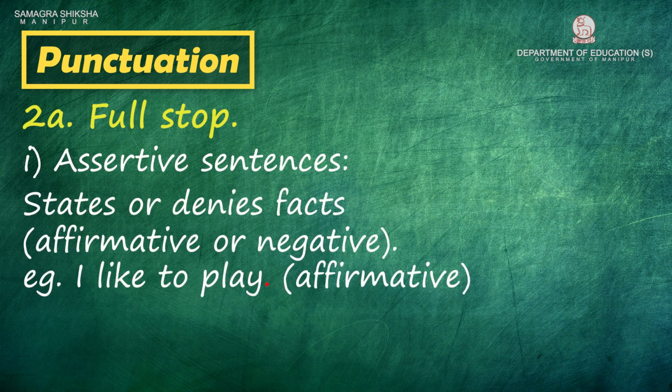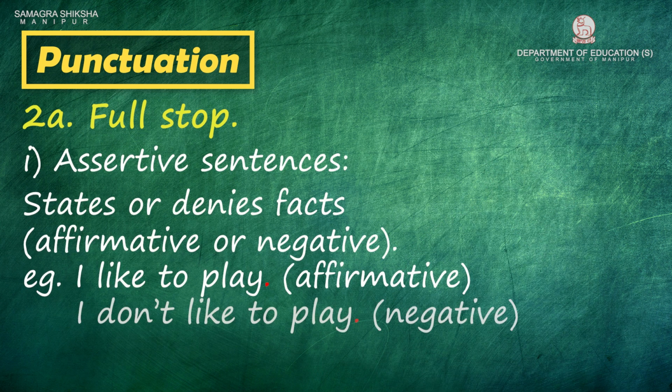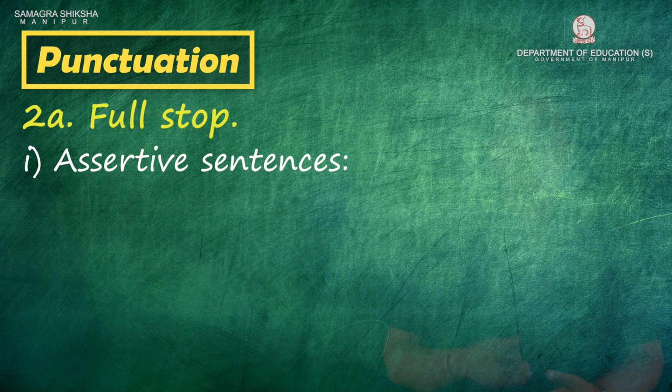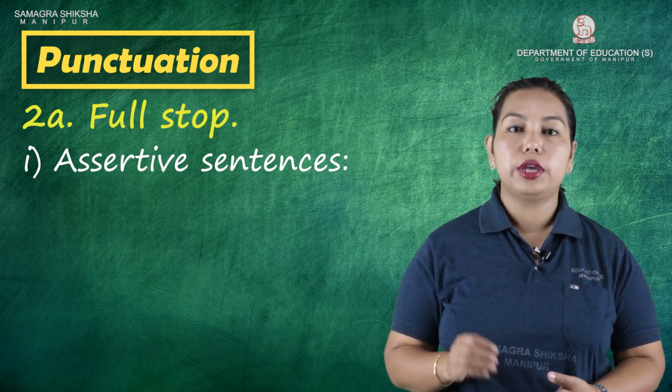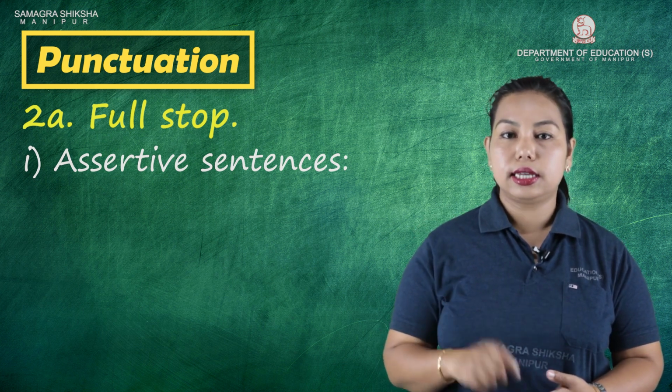For example, I like to play. I don't like to play. These are assertive sentences. The first one is an affirmative statement and the second one is a negative statement. So we have to put the punctuation mark full stop to indicate that we have completed writing the sentence.